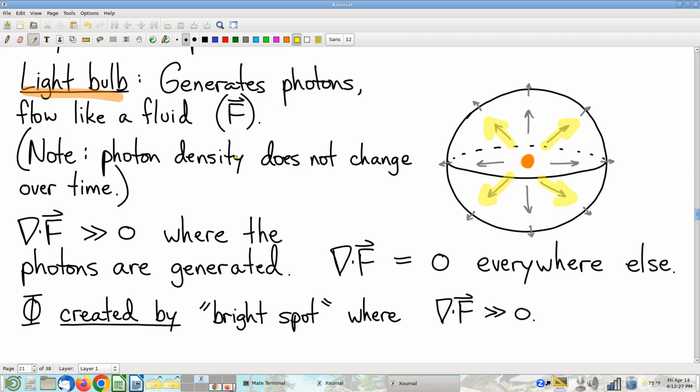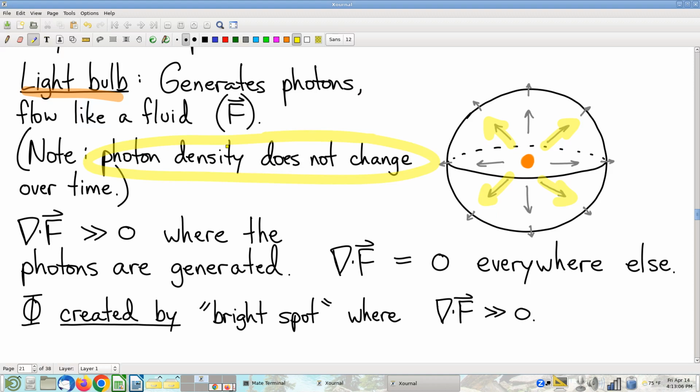Unlike water or air, what we have here is a situation where the fluid is literally being generated out of nothing. There's this thing in the middle, and photons just keep shooting out of it, as if out of nowhere. We're literally generating the fluid. Now that said, it's all spreading out and flowing away, and so even though we are generating fluid, the density of photons doesn't change over time.